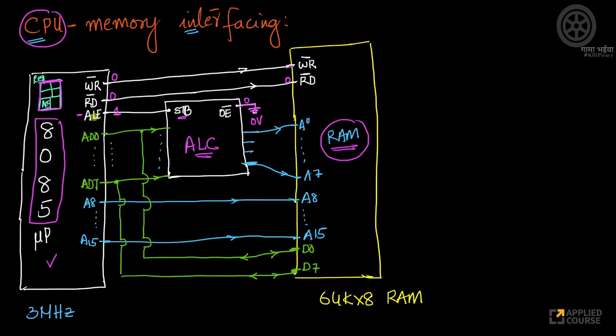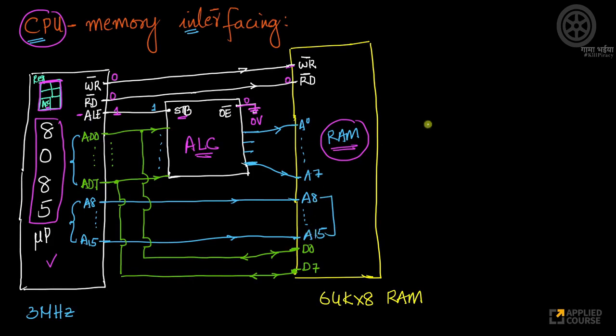The microprocessor will set this ALE to 1. The moment it sets ALE to 1, the strobe also becomes 1. When ALE is 1, what does it mean? These lines are multiplexed. When ALE is set to 1, the address is sent through these 8 bits and these 8 bits, across these 16 bits. Look at this: A8 to A15 is directly connected to A8 to A15 of the RAM.